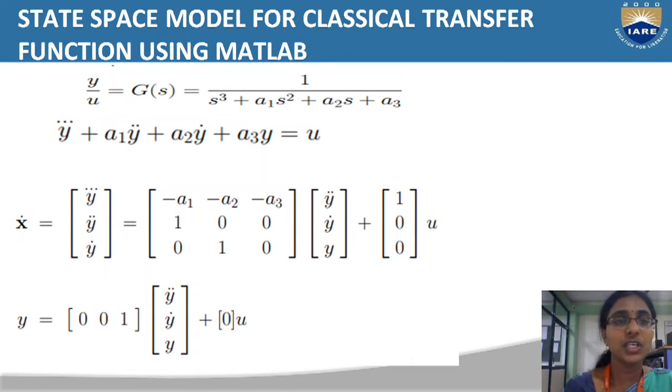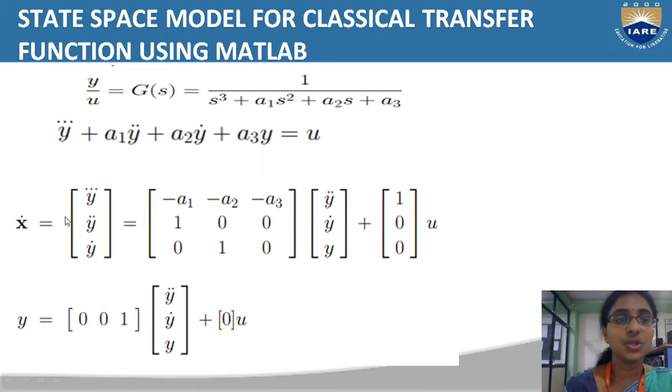In order to do that, I am taking an example of a transfer function, Y by U is equal to 1 by this expression. To get this representation, I take a cross multiplication. This s cube becomes y triple dot, s square becomes y double dot, s becomes y dot, and there is no constant term, so therefore y. This is equal to u.